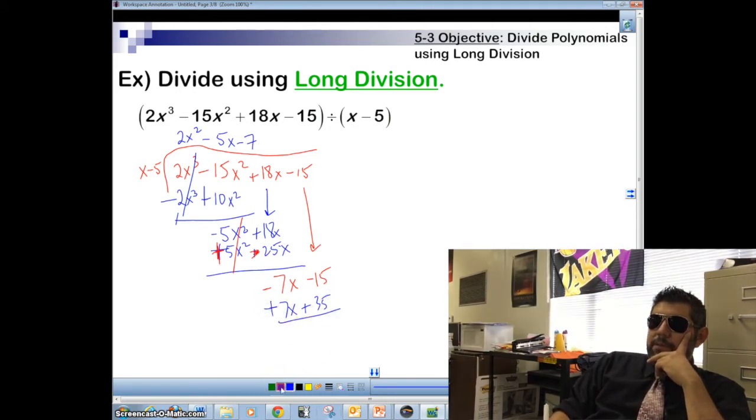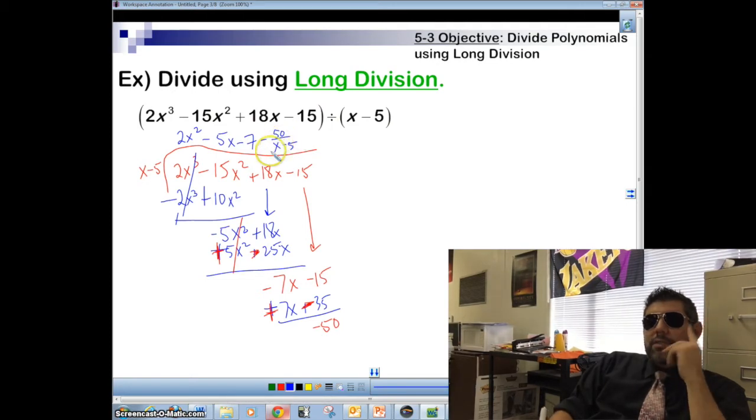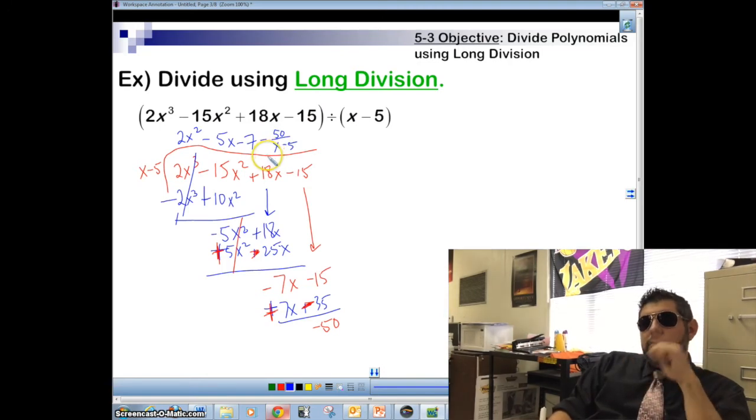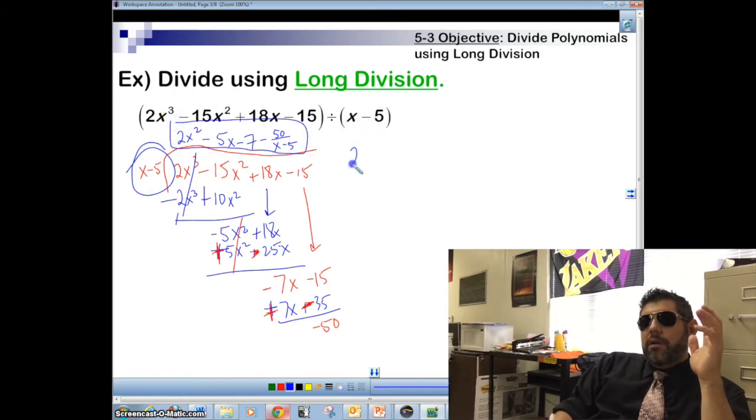Change the sign to plus, change that to minus, and that's negative 50. So we'll go ahead and say minus 50 over x minus 5. This last one is always going to be your remainder, which in this case was negative 50, over whatever we divided by. So this is your answer right here: 2x squared minus 5x minus 7 minus 50 over x minus 5.